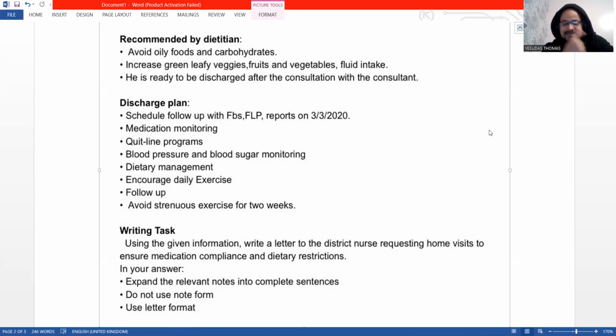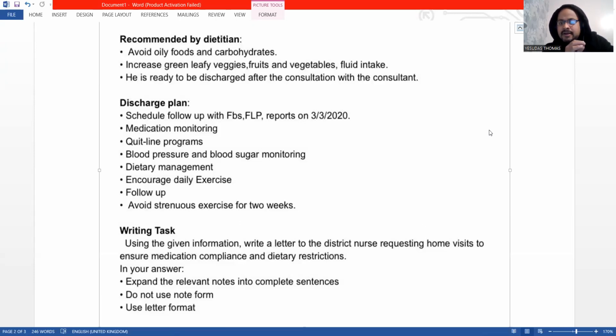Today we are going to discuss the case note of Mr. Christopher Ford. So you are going to write this letter to the district nurse. We don't have the address here, the PIN number, nothing. We just have the designation, that's district nurse.